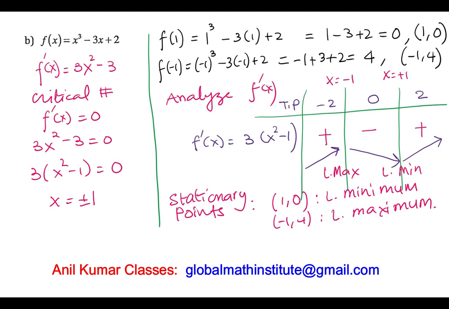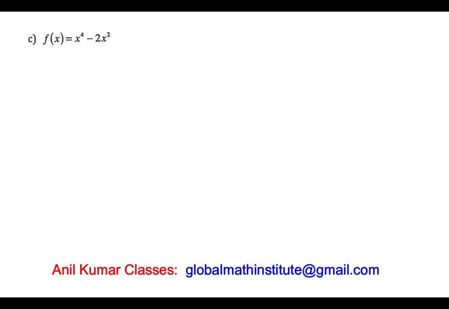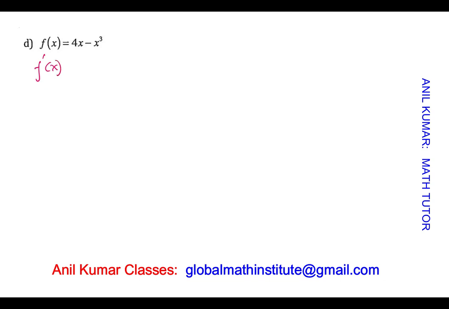Perfect. So there are two more questions to go. So here is the third one, and then we have here the fourth one, correct? So I'll leave one of them for you. So we got x to the power 4 minus 2x squared. I'll leave that for you as a practice question. Now let's take the last one here, which is 4x minus x cubed. Steps involved are, first find the derivative, right? Which is 4 minus 3x squared.